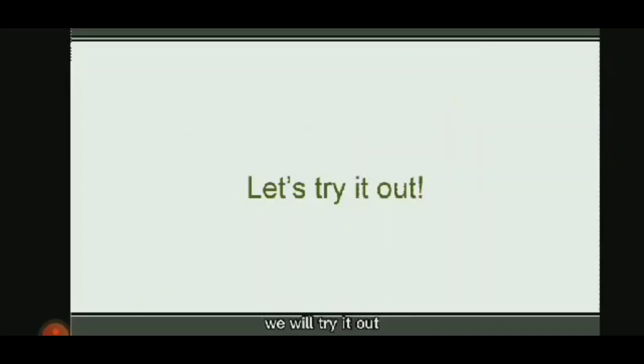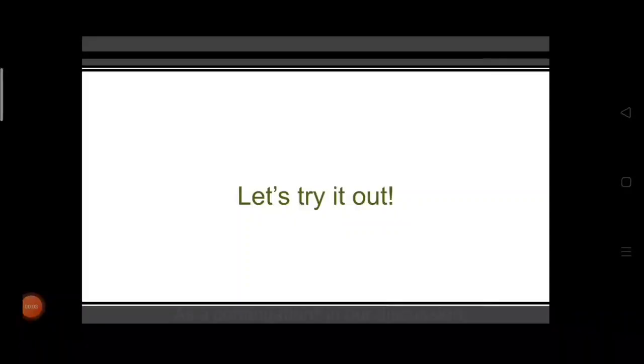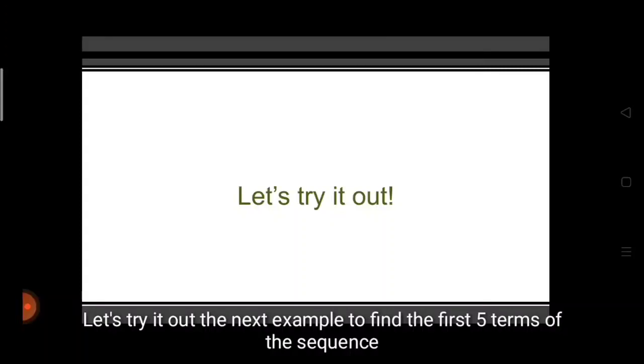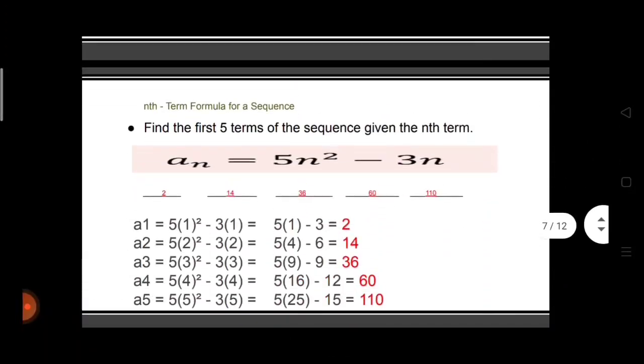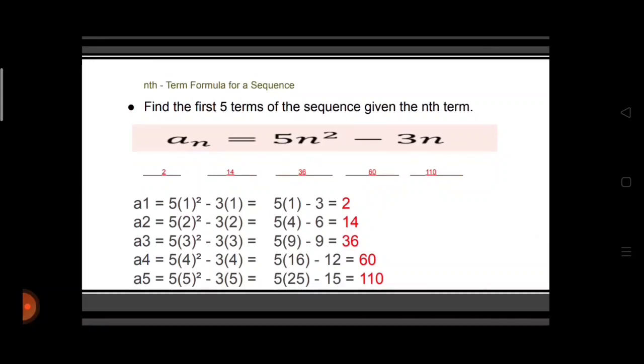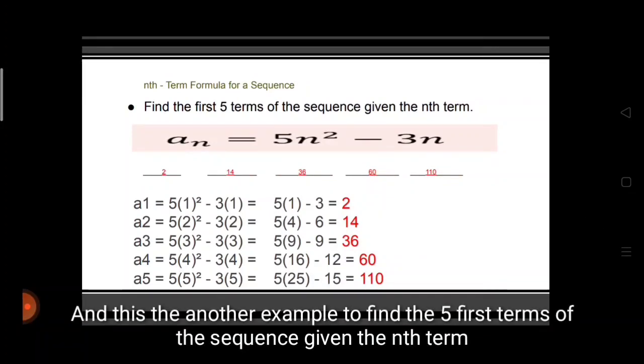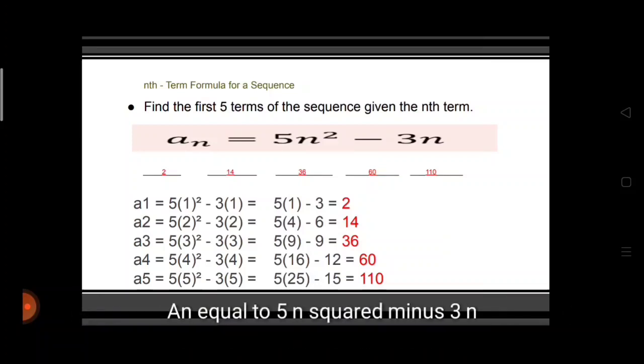We will try the next example, which will be discussed by my partner, Bacurnay. As we continue in our discussion, let's try the next example: find the first 5 terms of the sequence given the nth term a_n equals 5n squared minus 3n.